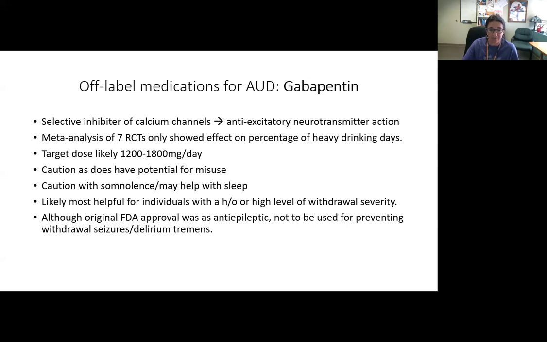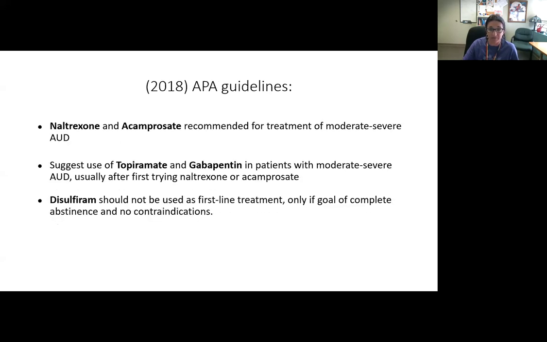Again, not given for preventing seizures. That would just be the benzodiazepine. So just to recap the APA guidelines, naltrexone and acamprosate are recommended for treatment of moderate to severe AUD. We want to, as much as we can, try to offer these to our patients, increase treatment availability here.